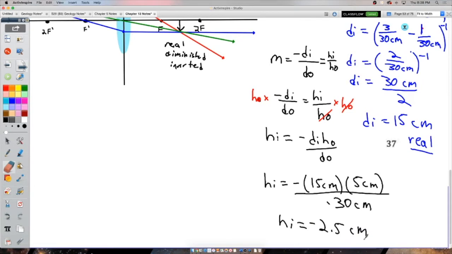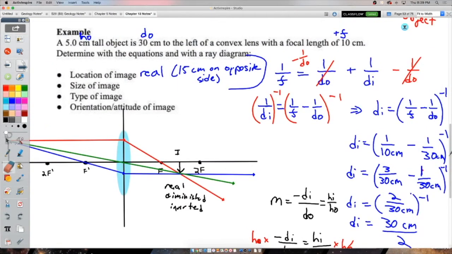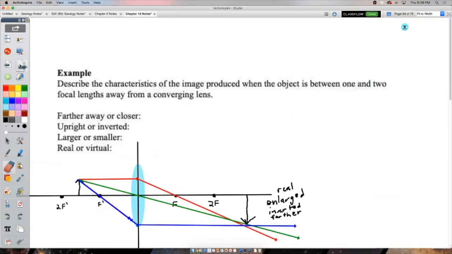And sure enough, yes, that tells us it's inverted and diminished, right? It's smaller than it should be. What did our ray diagram tell us? Real, diminished, inverted. What did our math tell us? Real, inverted, diminished. Perfect. Okay. Size, negative 2.5 cm. Obviously, that's diminished. Okay. Type of image, real. Orientation, inverted, just like our ray diagram said.